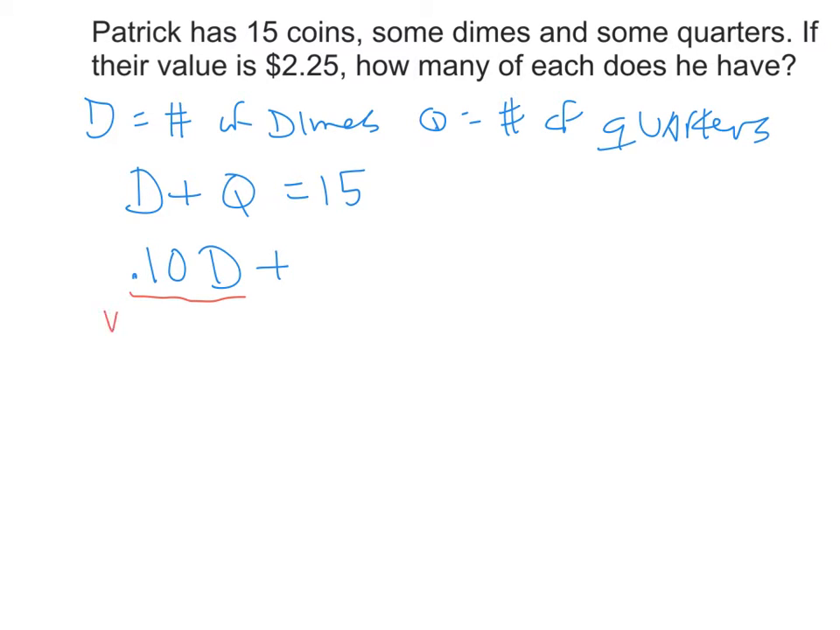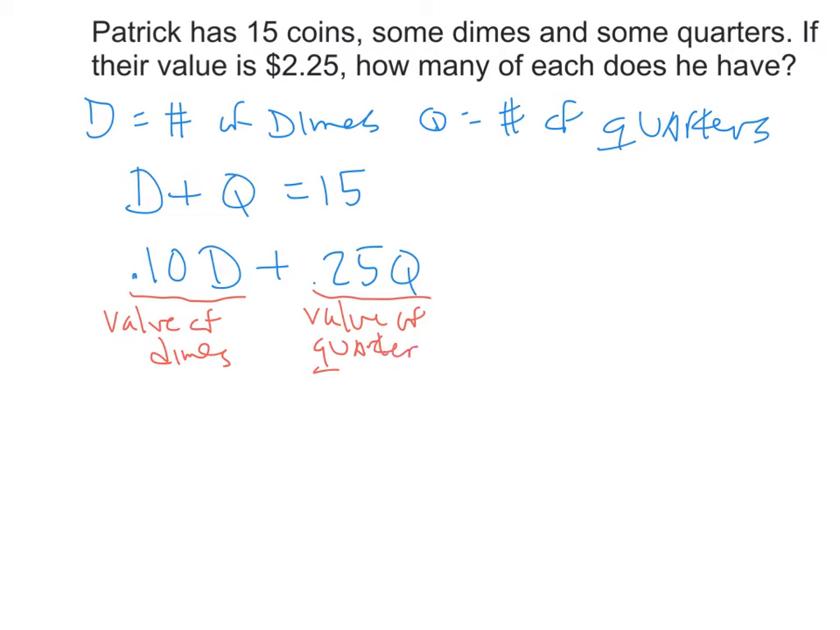Okay, so value of dimes, and you would add that to 0.25Q, which is, of course, the value of the quarters. Well, if that's the case, then you can think about this as the value of all the dimes plus the value of all the quarters equals the total value of all the coins, which in this case is 2.25.